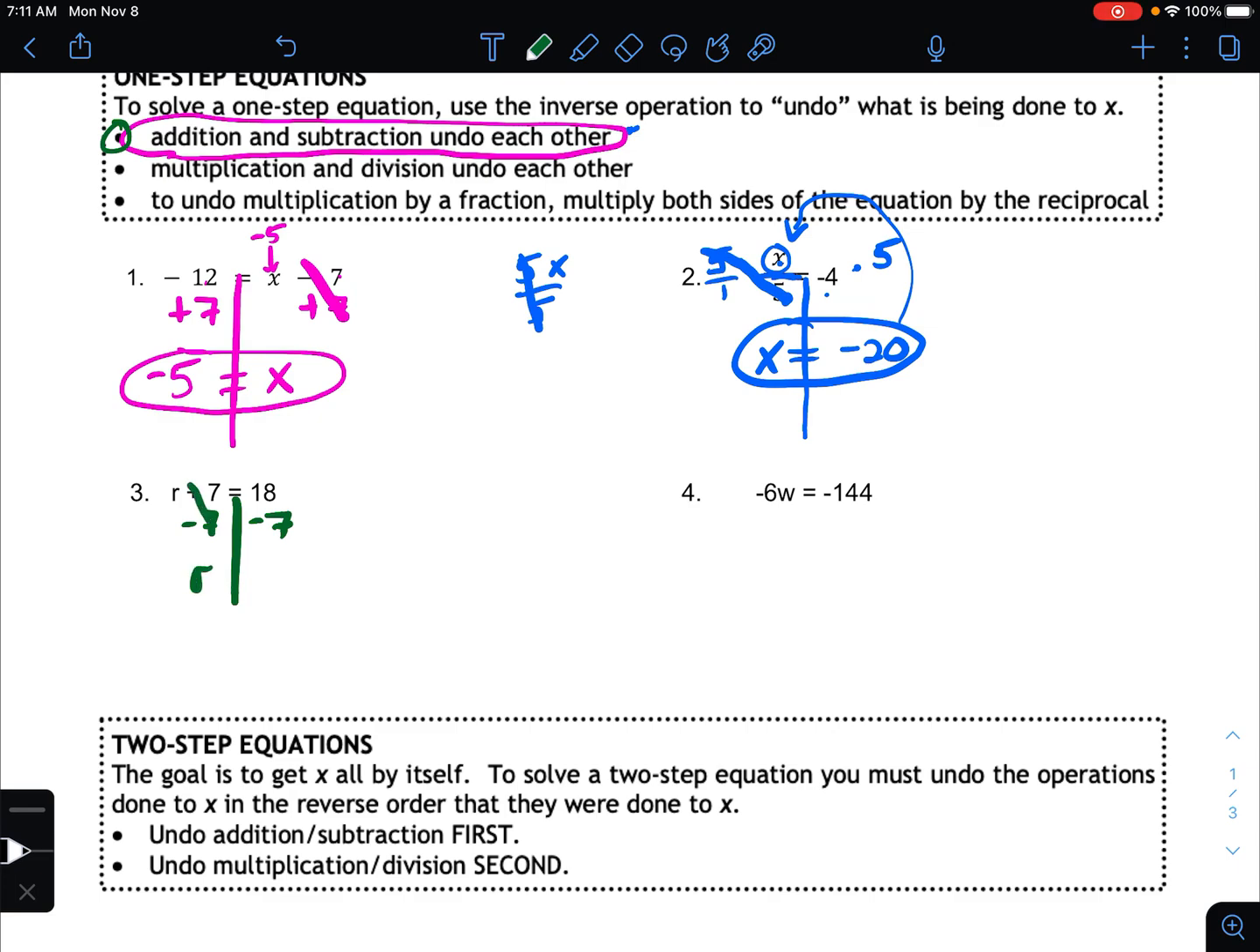7 minus 7 is 0, so I just have r left, and 18 minus 7 is 11. So r equals 11. Checking: 11 plus 7 is equal to 18. I'm going to struggle a little bit here this morning.